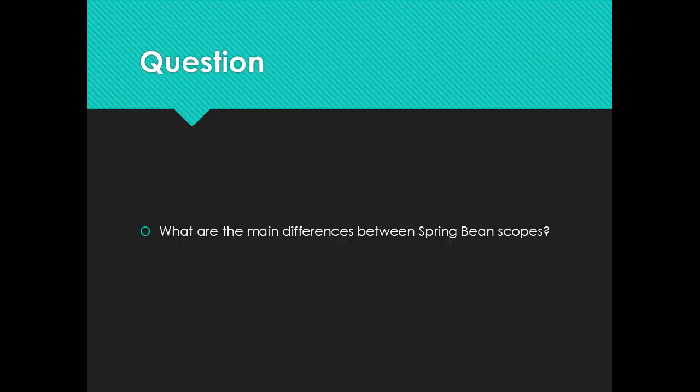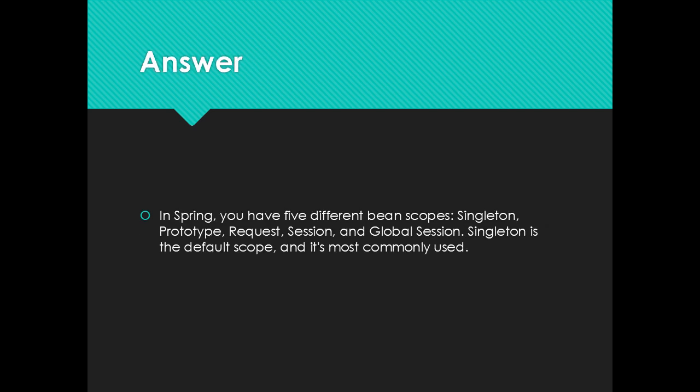Question 1. What are the main differences between Spring Bean scopes? Answer: In Spring, you have 5 different bean scopes: Singleton, Prototype, Request, Session, and Global Session. Singleton is the default scope, and it's the most commonly used. Prototype creates a new instance every time, while Request and Session are specific to web applications.